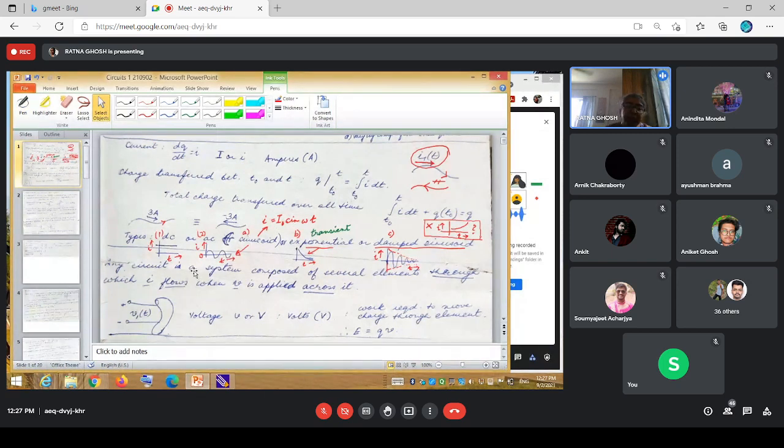Now, if you think of any circuit, what do we call a circuit? A circuit is actually a system. And what is it composed of? It may be composed of several elements, through which current flows when a voltage is applied across it. I want to highlight these two particular points: that voltage is applied.